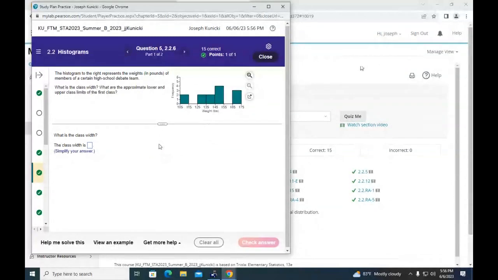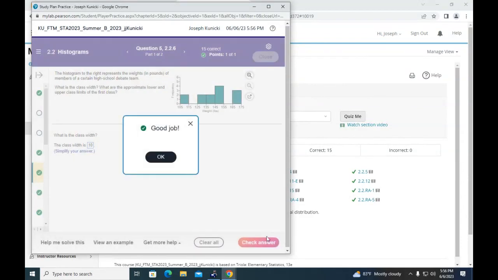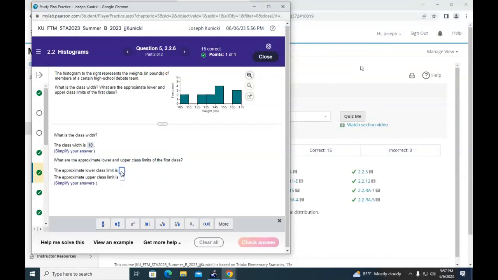The histogram to the right represents the weights in pounds of members. Now, the problem is they don't give us the boundaries, they give us the limits. But we're still going to go ahead and use them. So what would you say the class width is for any of the classes? 10. That's the best guess, because we don't really have boundaries, we have limits. What are the approximate lower and upper class limits for the first class? Which is the first class? Right there. So it would be that and that. So 105 and 115 would be the best numbers to use.